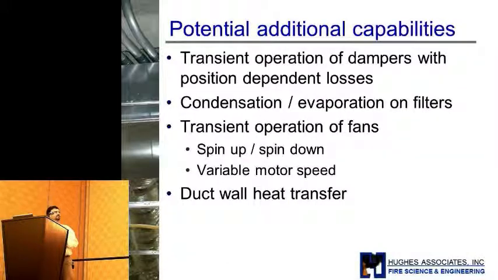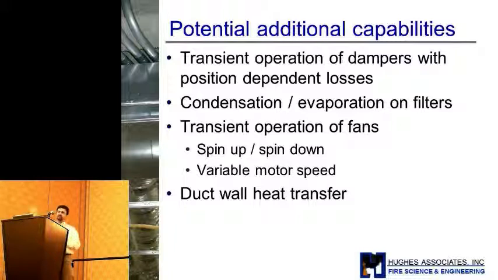Moving forward, some of the things we're looking at potentially adding are transient operation of dampers with position-dependent losses. Right now, they're just either fully open or fully closed. We're not doing anything right now in terms of condensation or evaporation on filters. There's also the idea of trying to do something for transient operation of fans, or to be able to account for motor speed, that is to have some multiplier of your fan curve to account for the speed you're operating the fan at.